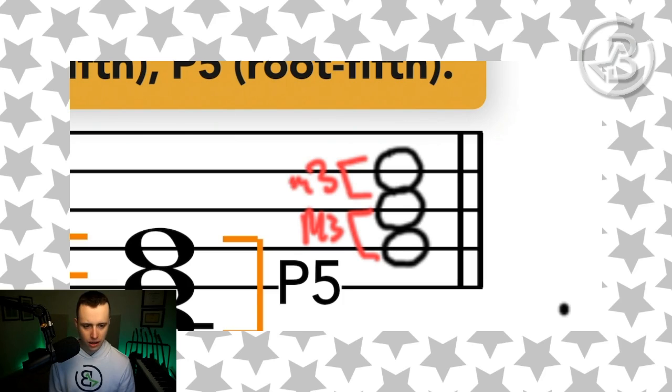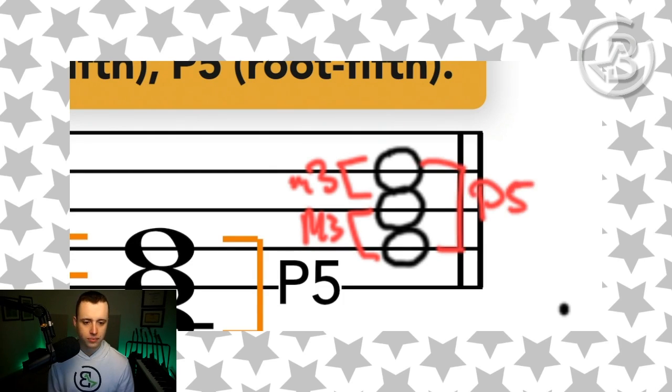Now let's double check our G to our D. From G to G sharp or A flat, that's 1/2 step. To A, that's 2. To A sharp or B flat, that's 3. To B, that's 4. To C, that's 5. To C sharp or D flat, that's 6. From C sharp or D flat to D, that is 7. That's a perfect fifth right there.